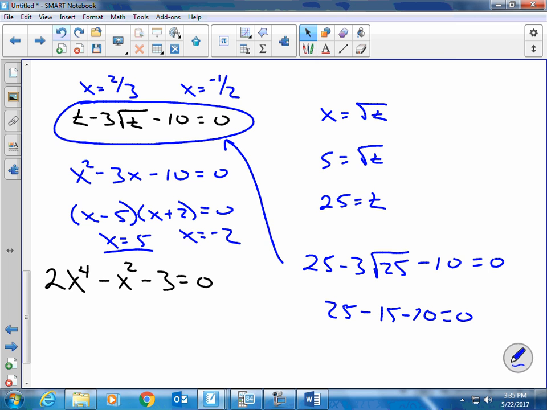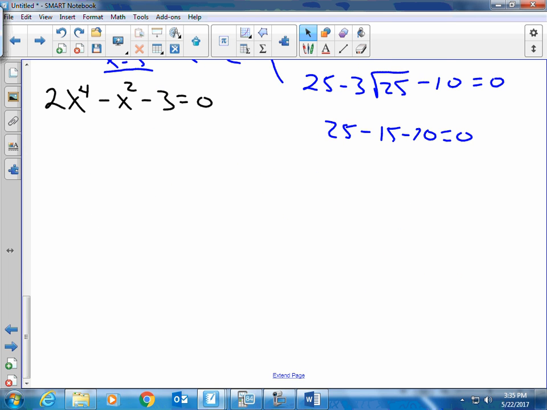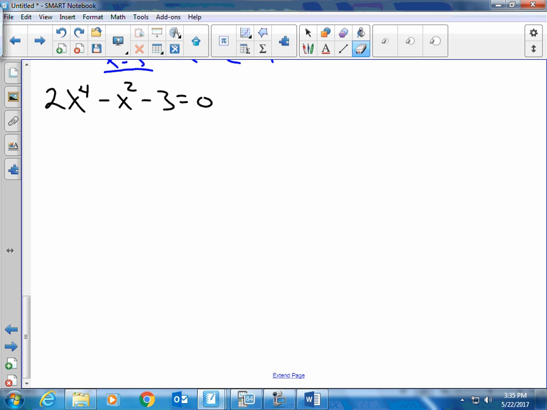All right, last one. Give it a try. Use the same logic. What are you going to replace x to the fourth with? Let me help. Let me get rid of the x's. Let's make these t's, so you can use x as your variable. Okay? Give it a try.